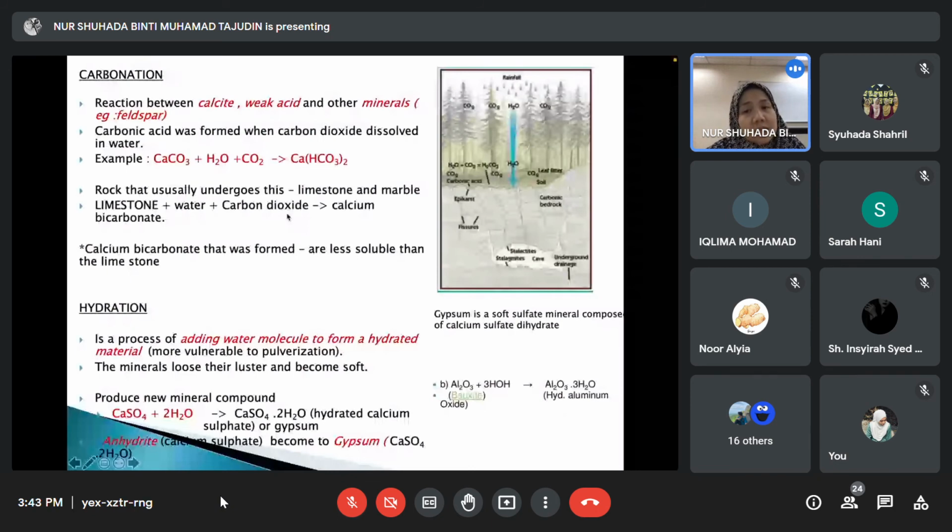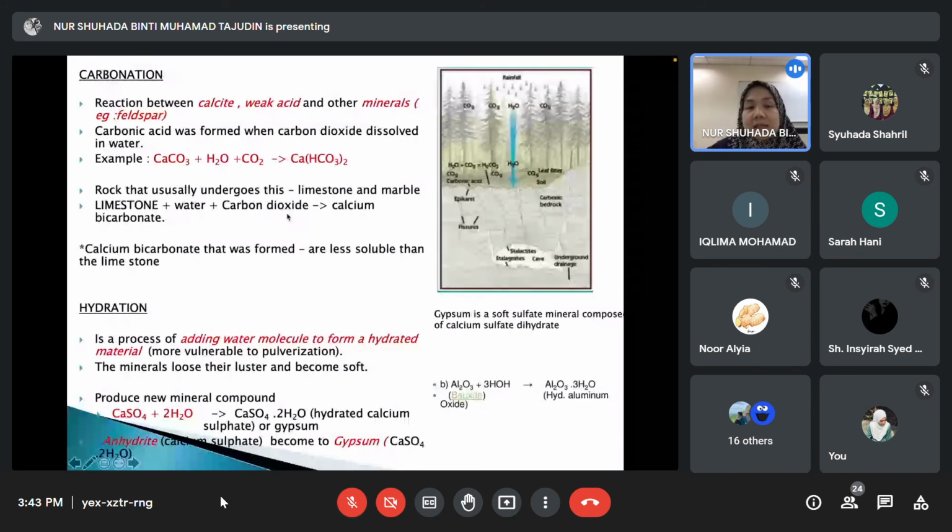Actually, calcium bicarbonate has different properties, which is less soluble than limestone. That is how they change. Later it changes again until it becomes a very soluble calcium.